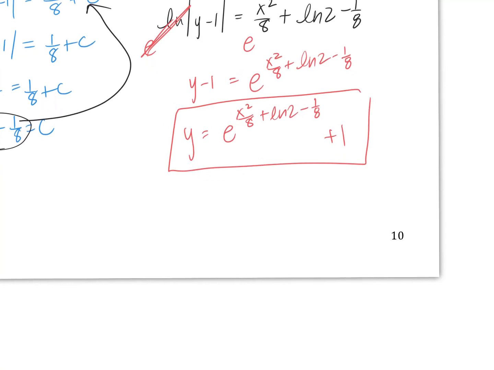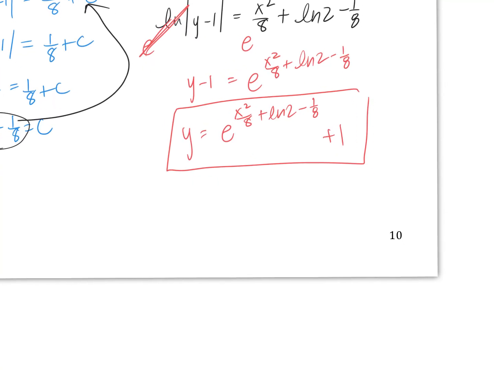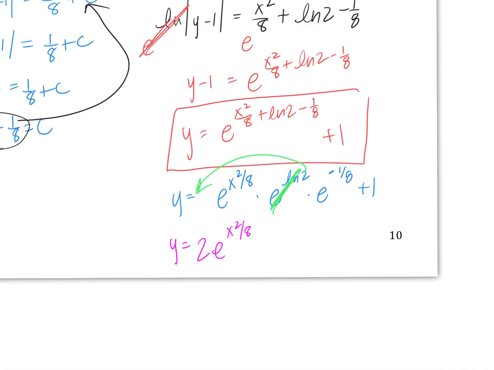I do need you to know how you could write this if you wanted. Finn's like, well, wait, I got an e and an ln, and when I had that over here, they canceled out. You're so right. You guys, another way we could write this is e to the x squared over 8 times e to the ln of 2 times e to the negative 1/8 plus 1. The only reason I'm showing you this, Finn, is because to your point, these two can cancel out. That 2 then becomes my coefficient, and I need you guys to know this is equivalent to e to the x squared over 8 minus an eighth plus 1.